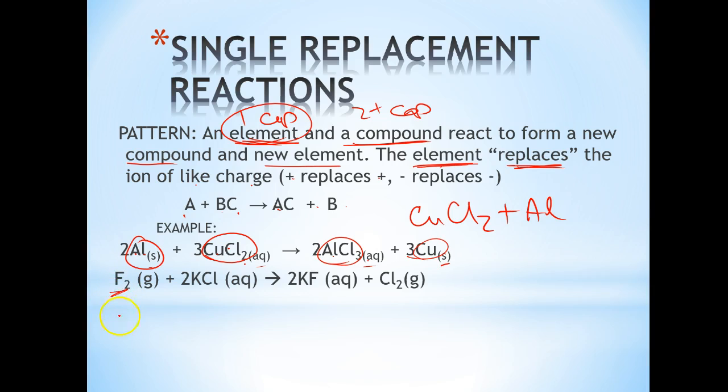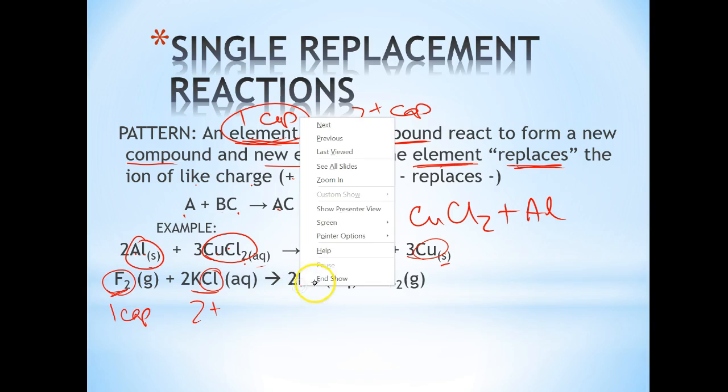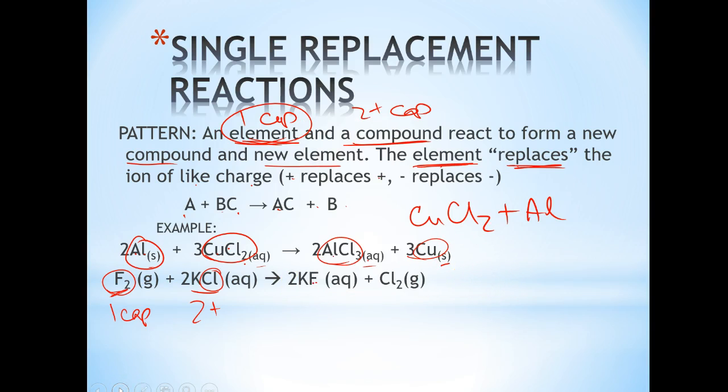Here's another example. This is an element, one capital letter. This is a compound, two or more. And in this case, the fluorine is replacing the chlorine because they both get a negative charge. So the K ends up with the fluorine and the Cl ends up on its own.